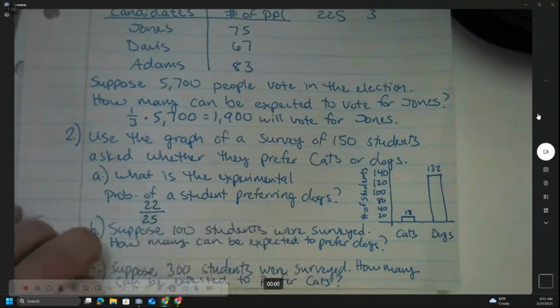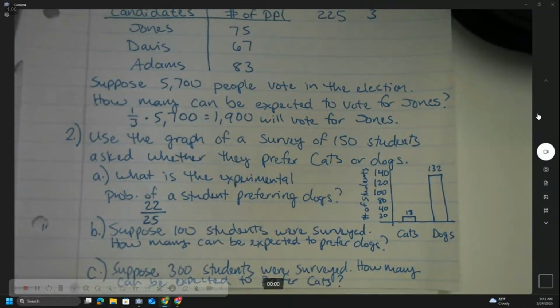22 out of 25 would be it reduced in simplified terms. So if you did 18 out of 30, or 132, I should be saying, and you add it to get your total, so 132 plus 18, total students in all, is 150. Well, 132 over 150 reduced is 22 out of 25 students would prefer dogs.